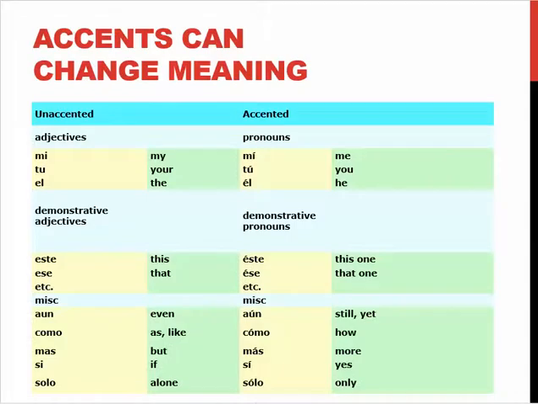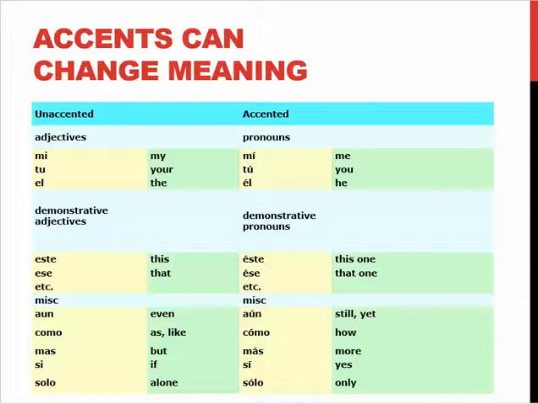One of the reasons why accents are so darned important is that an accent can completely change the meaning of a word. For example, the word mi. If you're looking at it unaccented, there on the left, it means my. But if you put an accent on it, and you look to the right there, it means me. There's a little difference between my and me. Tu with no accent on it is your, but tú with the accent on it is you. El, no accent, is the, whereas él, with the accent, is he.